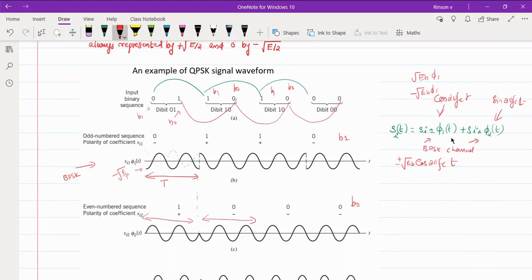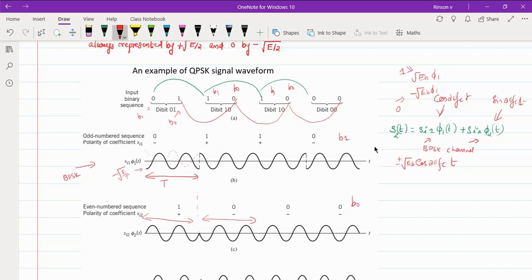If you see, this is an independent BPSK channel. In BPSK, what is BPSK? You will be transmitting either root Eb phi1 or minus root Eb phi1. This is for 1 and this is for 0.